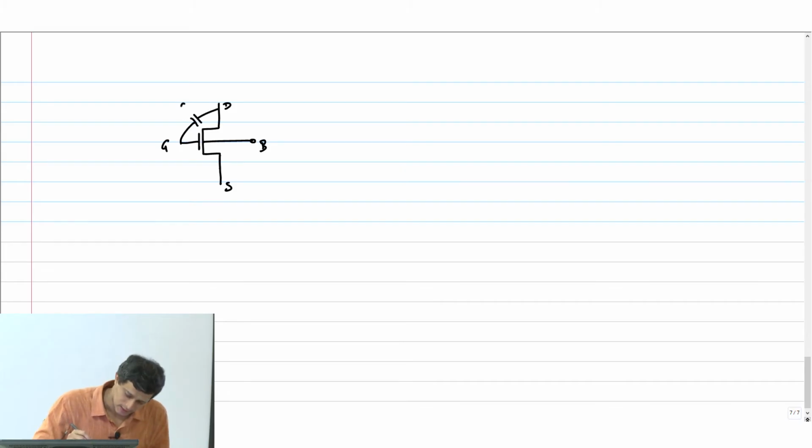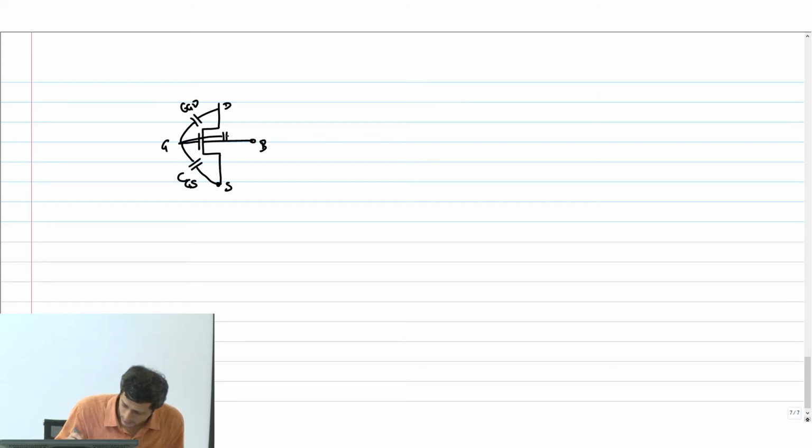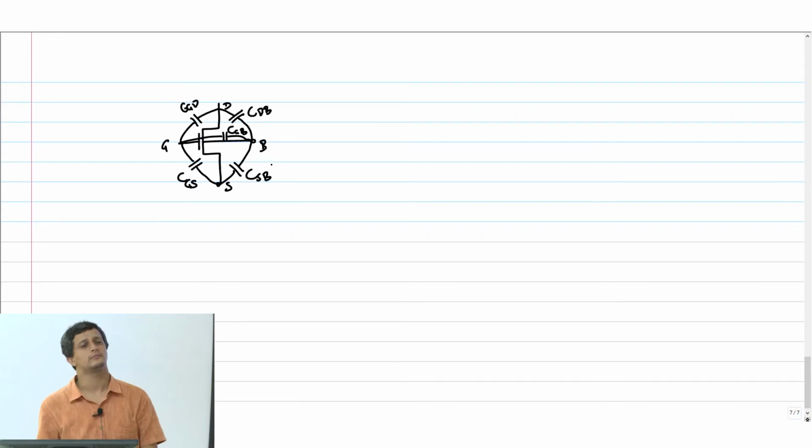Here I have a capacitance like this, CGD. I'll tell you the origin of all these capacitances. CGS. Then there is CGB. Then there is CDB and CSB. Okay.